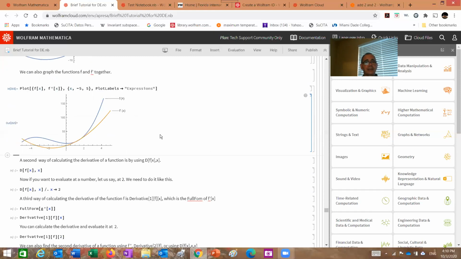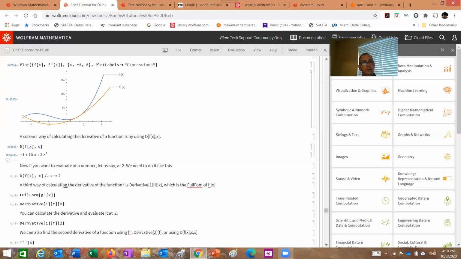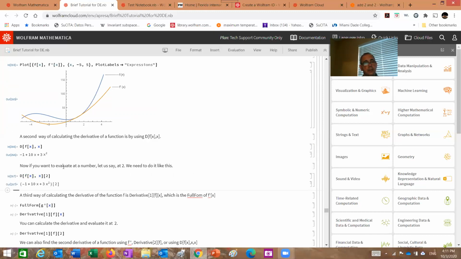Now, another way of calculating the derivative of a function is by using a big D of f of x comma x. You can do it here. We already know that f of x is that expression, and we haven't cleared it again. So you press shift enter, and you get the expression. But if you want to evaluate this at a certain number, then this option doesn't work. If you put the number in between brackets and press enter, it doesn't do anything.